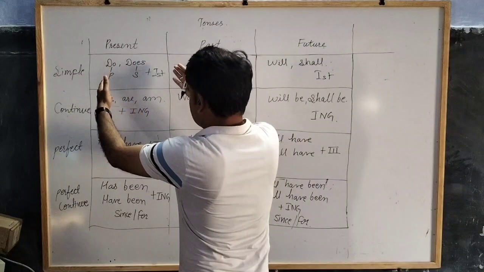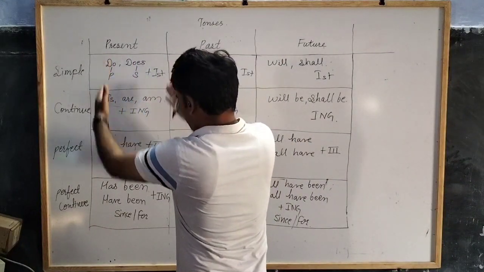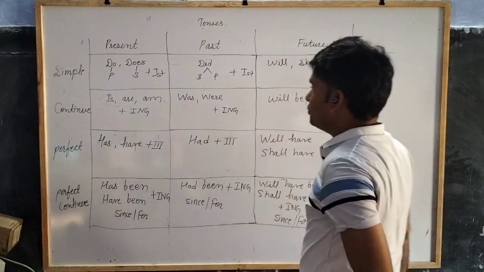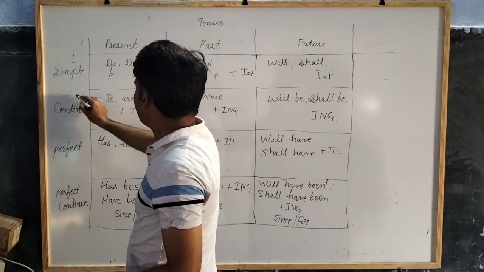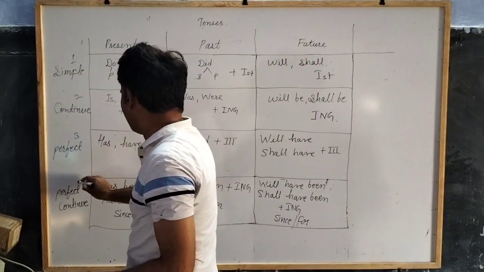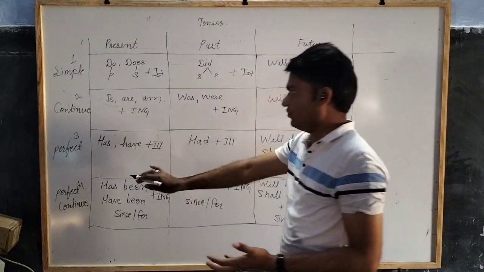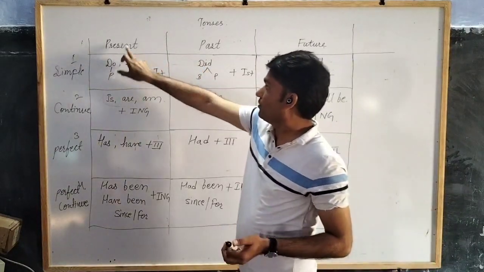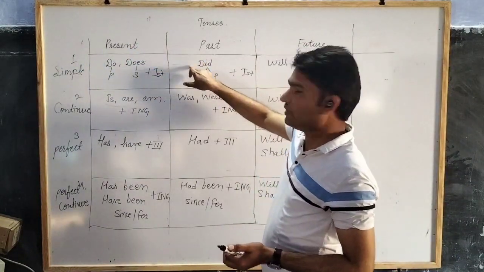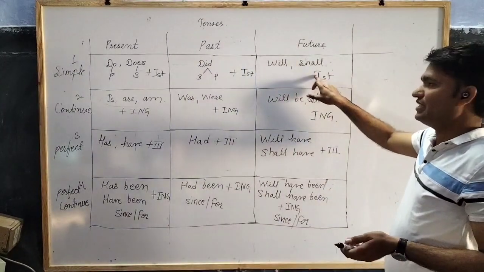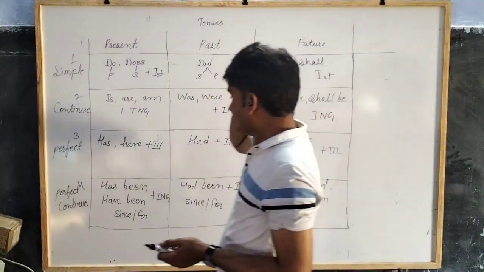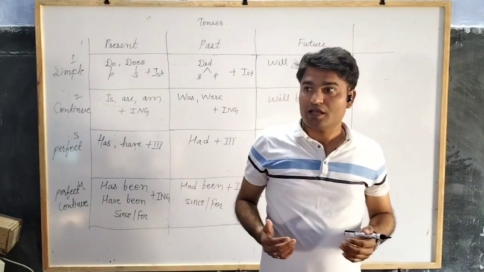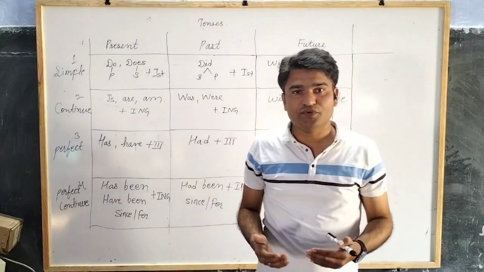And also I told you we shall not study the tenses in a vertical way. We shall study our tenses in a horizontal way. I told you this is line number first, this is line number second, and this is line number third and fourth. So in line number first we shall study present simple, do, does, past simple, did, and future simple, will, shall. Okay. So this entire chart of tenses we already discussed in our previous video.